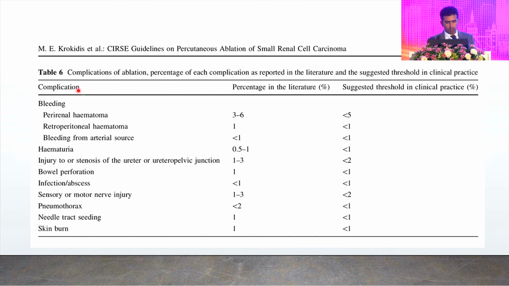Complications: the commonest complication will be bleeding, such as perirenal hematoma and retroperitoneal hematomas. Hematuria can present when there is involvement of the renal pelvis, and injury to adjacent structures such as bowel. Pneumothorax is another recognized complication, and needle tract seeding can occur in rare instances.